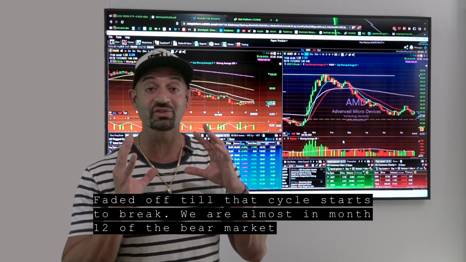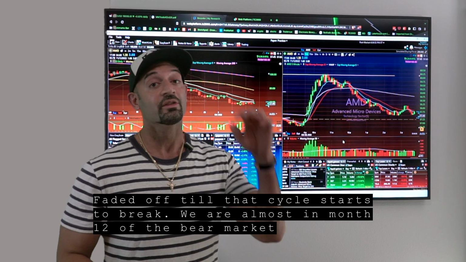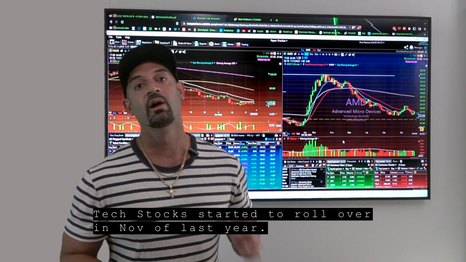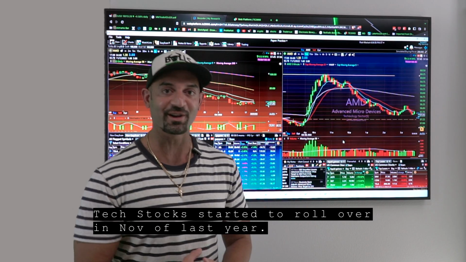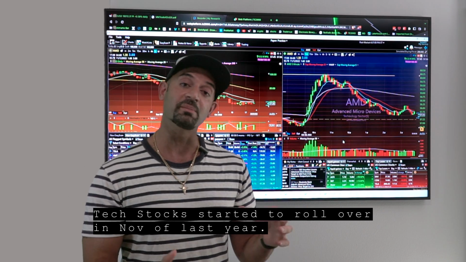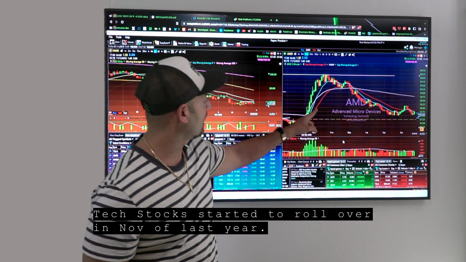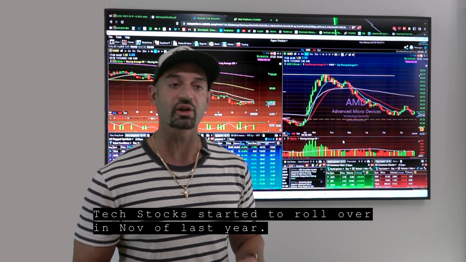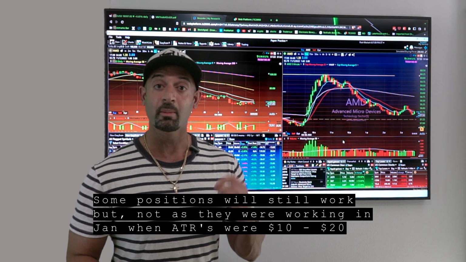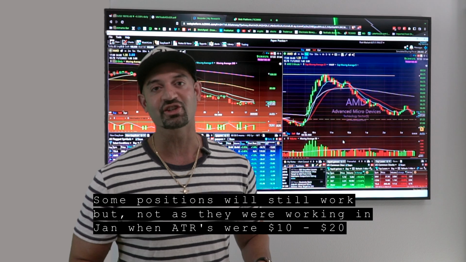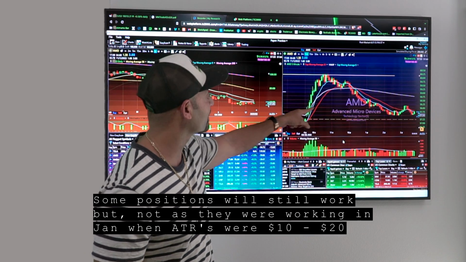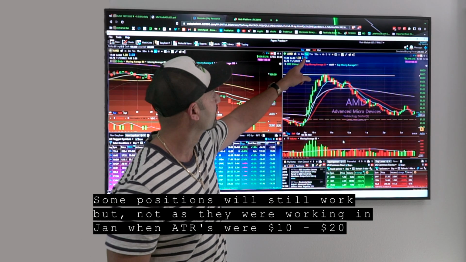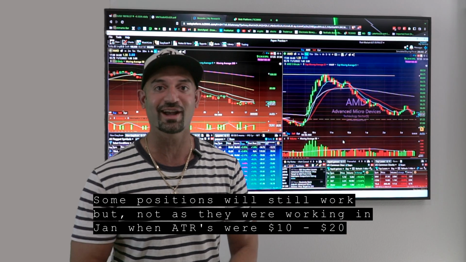We're almost in month 12 of the bear market. The tech stocks started to roll over in November of last year. We're nearing a 1-year anniversary of all that. So the meat has dried up on the bone. So if a stock spikes down and you're shorting it, oftentimes they do work if you have a picture perfect trading pattern, but they weren't working like in January when the ATRs on all these stocks were like $10, $15, $20. Now they're $3, $4 as the stocks have gotten so cheap.